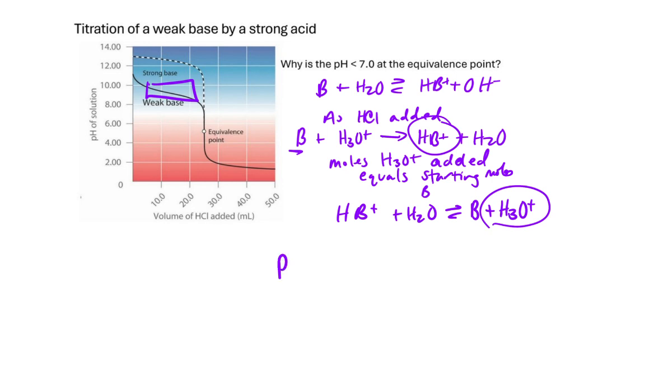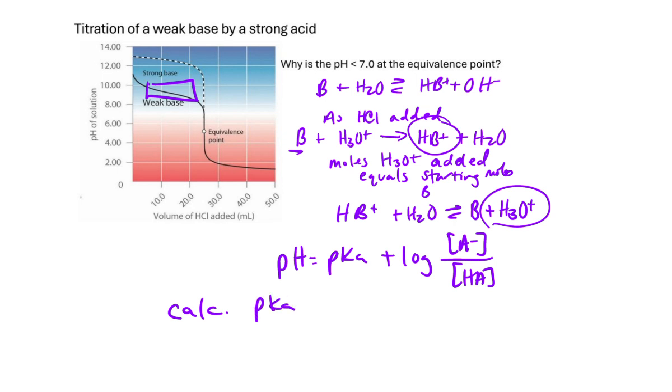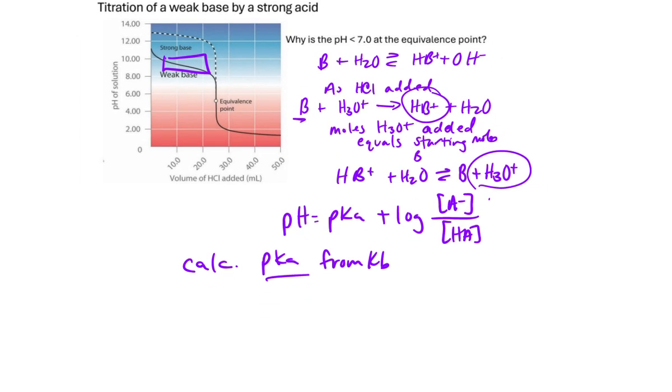So you can still use pH equals pKa plus log of A minus over HA for a weak base titrated with a strong acid. There's a couple of things to note. If you're given the Kb, you need to calculate the pKa from that. So do Kw equals Ka times Kb, and then do minus the log of the Ka to get pKa. And because we're used to seeing A minus over HA, we need to realign what that means in terms of a base. And so this is always going to be the base form, and this is always going to be the acid form.